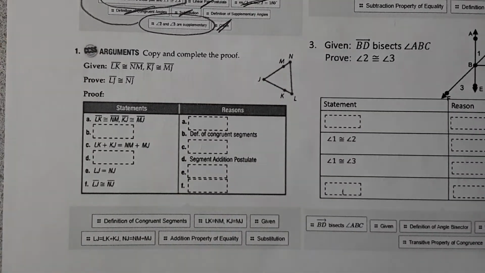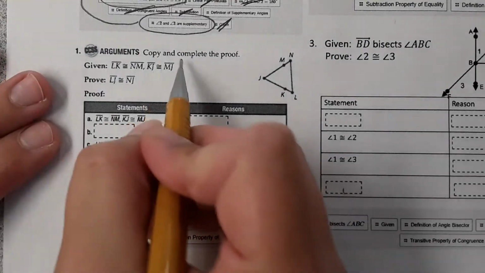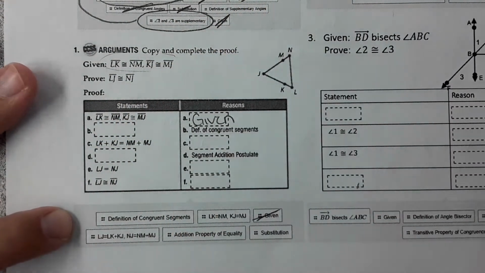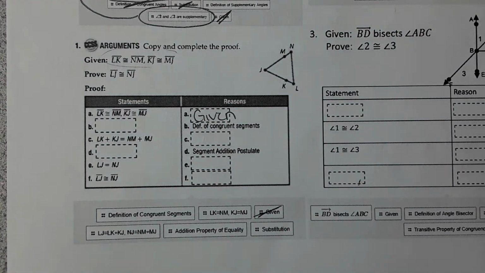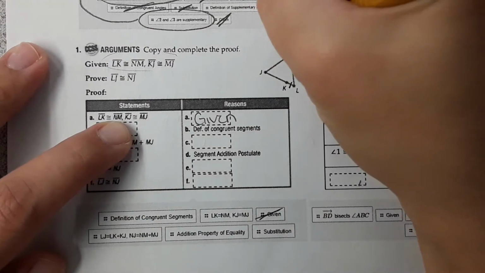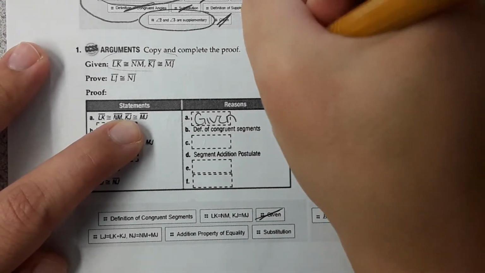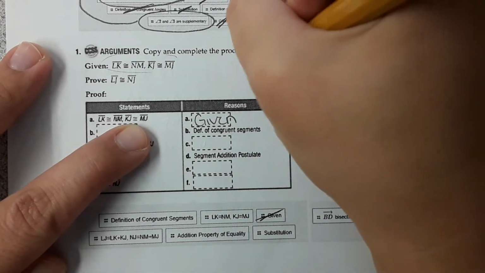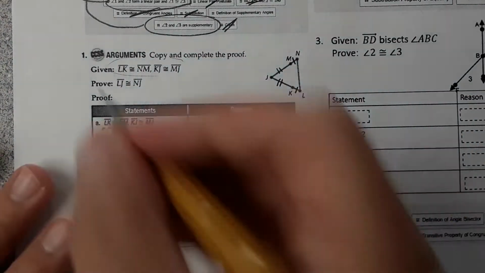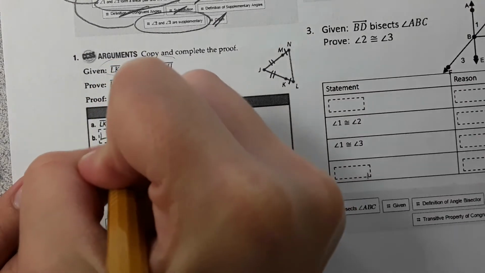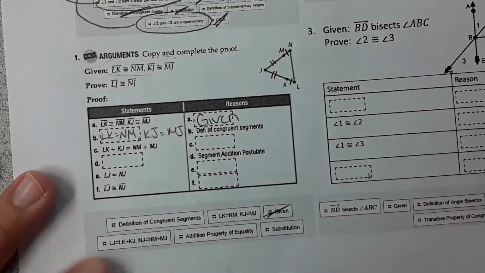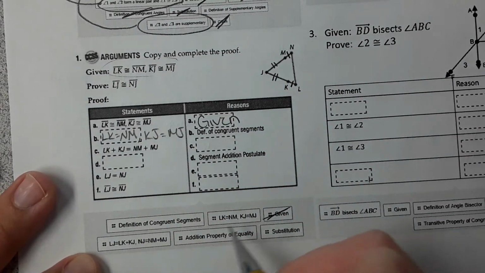Okay, next one. They already plugged the given in, we just need to label it given. They're saying LK is congruent to NM and KJ is congruent to MJ. Then they're saying that they are the same length. Definition of congruent segments. Cross that out.